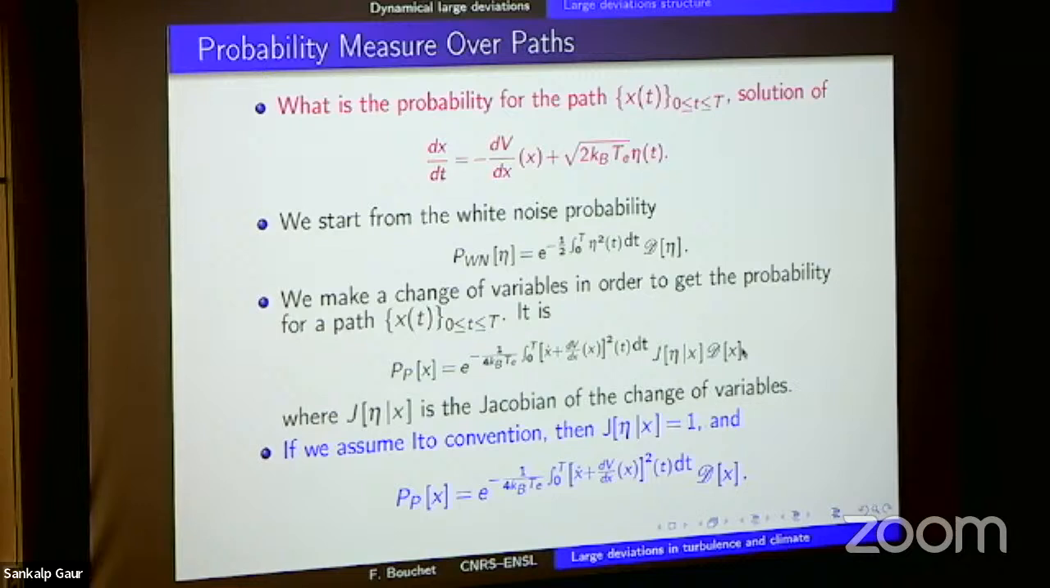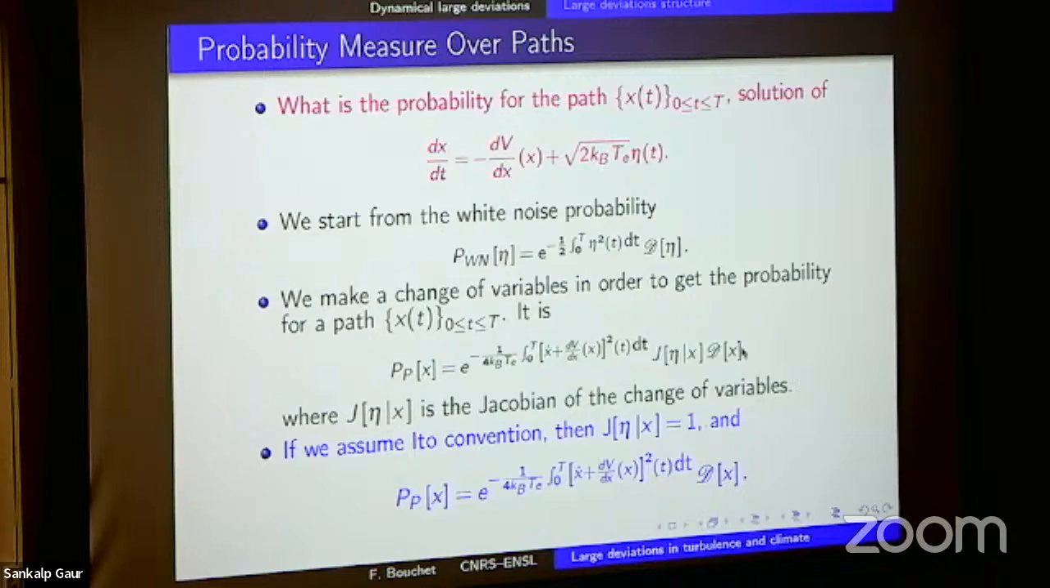So it's a strange change of variable because it's with respect to time, you have time derivative and so on, but still it's nothing else than a change of variable. So I start from the white noise probability written here, and then I make the change of variable. And formally, I get that the probability to see the path x will be exponential of 1 divided by 4 kBT. So you see the 1/2 here became 4 kBT because there is this 2 kBT factor here.